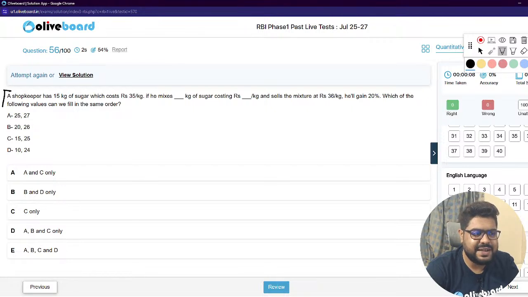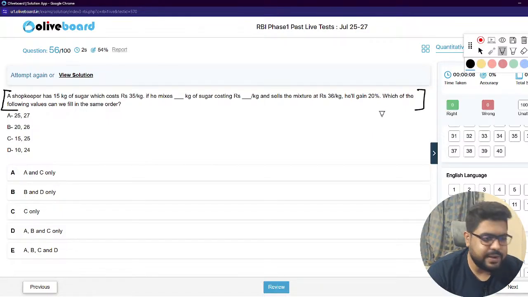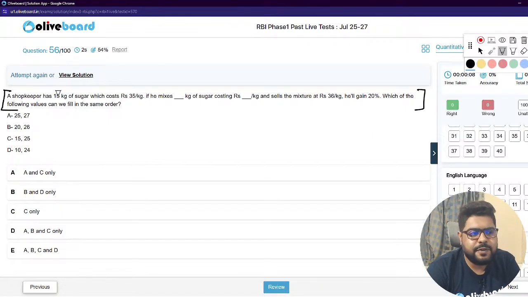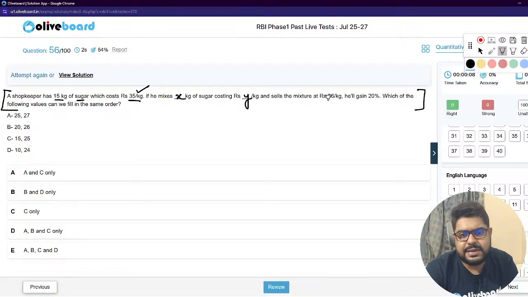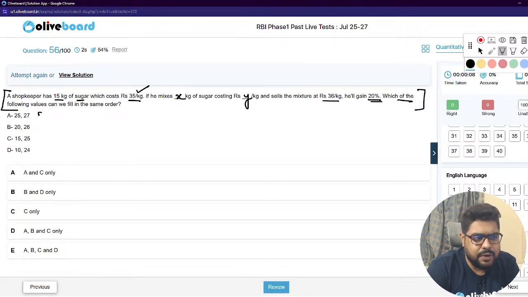So first question, let's start with this. A shopkeeper has 15 kg of sugar, which costs this much. He mixes x kg of another sugar costing y rupees per kg, and sells the mixture at this price. He will gain this much. Now, which of the following can be filled? So, the values of x and y in which order?